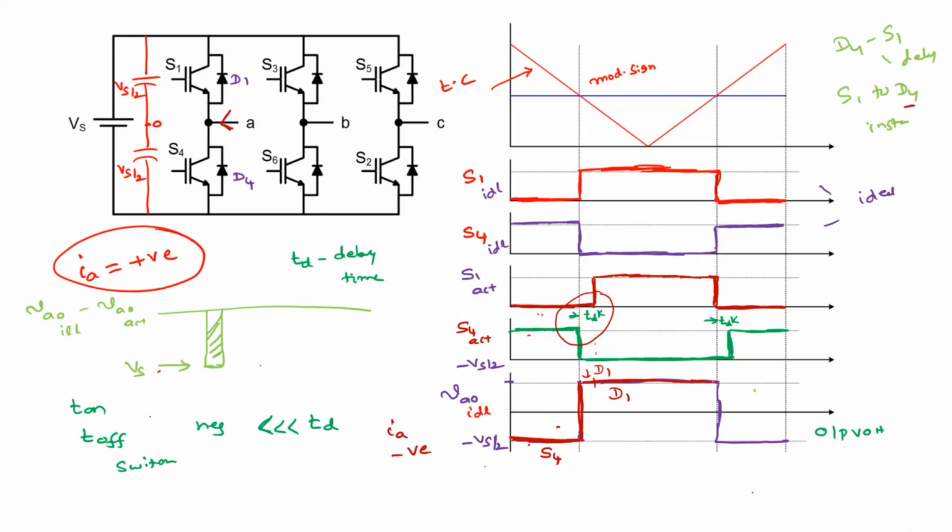Now this delay time is over. What will happen now? During this delay time D1 will continue to conduct, up to the point where S4 rises. Up to this point D1 continues to conduct, agree? At this instant S4 is on, so it is like this.